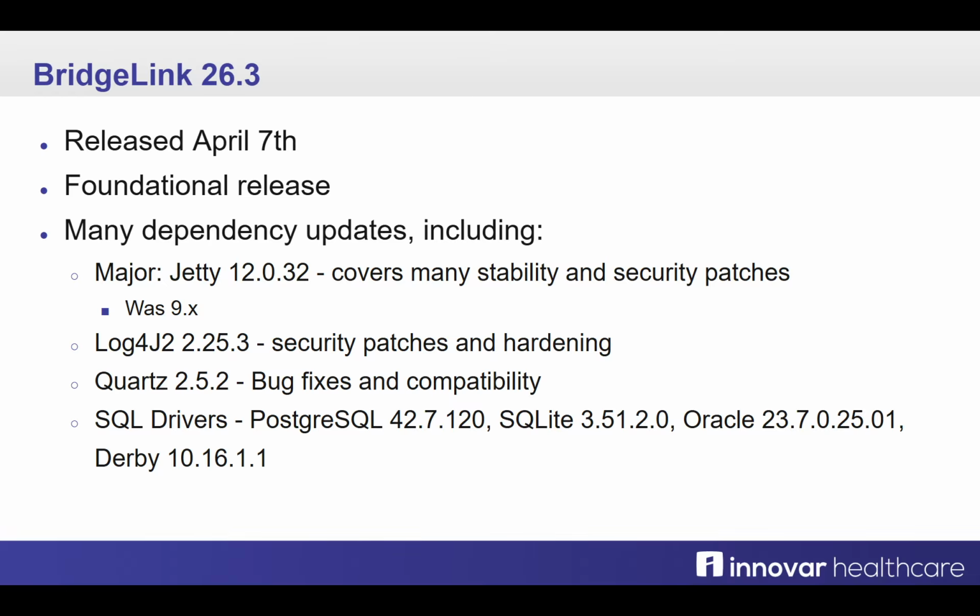So from the top, we had a huge one, Jetty, moved up to version 12. That was on version 9 prior, so quite a dramatic leap forward there. Lots of stability and security patches there. We've also updated Log4j2, the, of course, logging library, up to version 2.25.3. Lots of security patches, hardening, that sort of stuff in there. Quartz, the internal scheduling system, moved up to 2.5.2, so there's some bug fixes and compatibility in there.